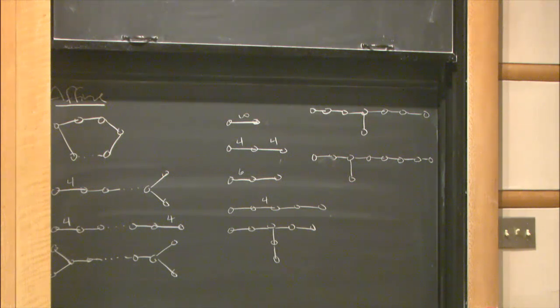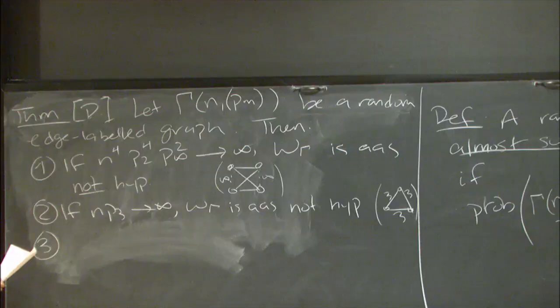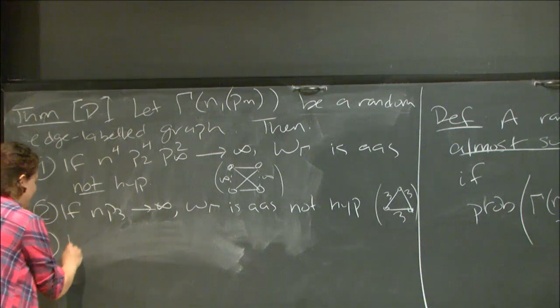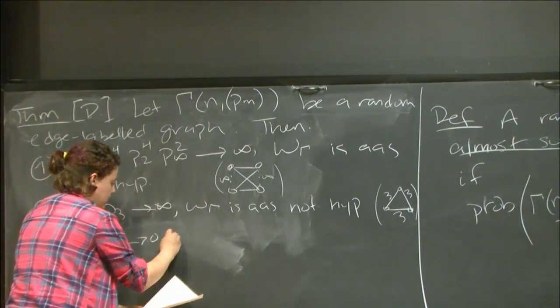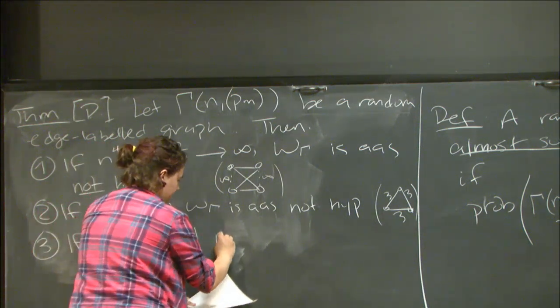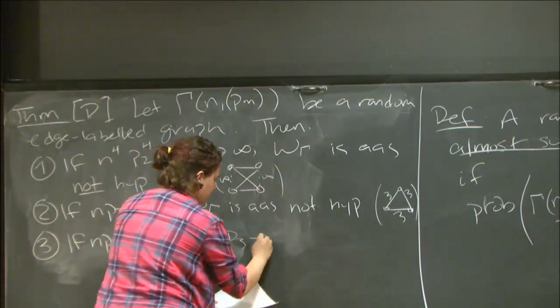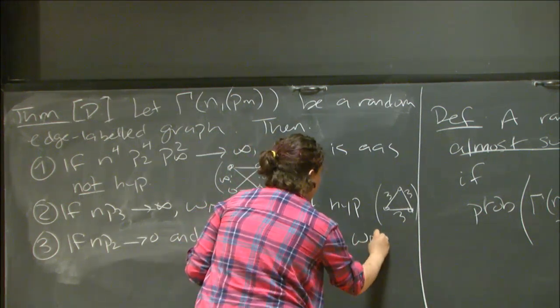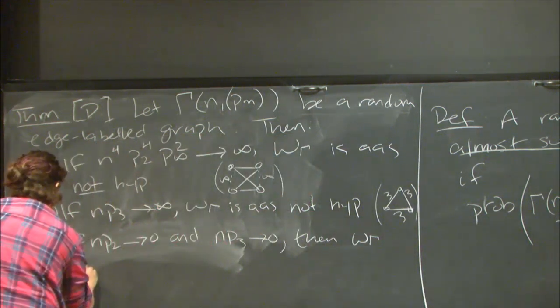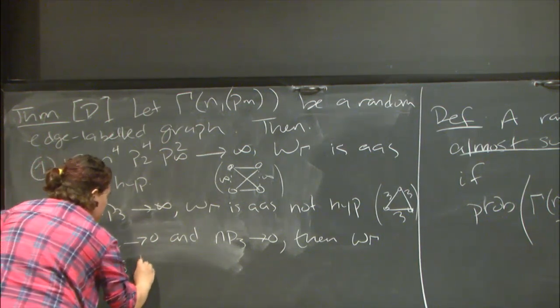Okay, but then the third part, which is kind of the coolest: if p2 goes to 0 and np3 goes to 0, then W gamma is asymptotically almost surely hyperbolic.